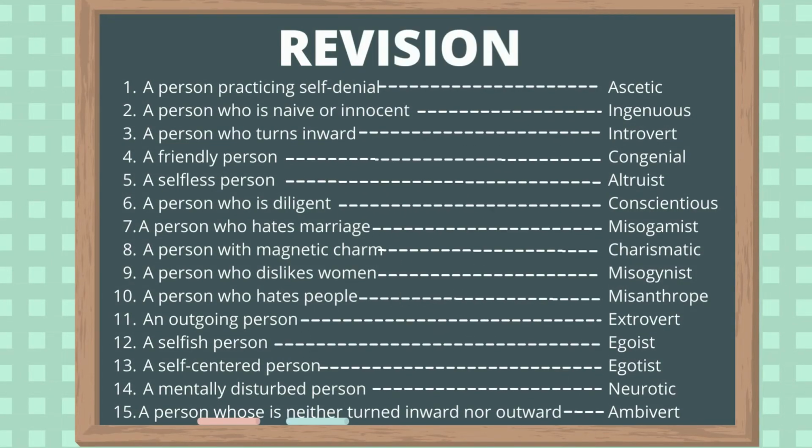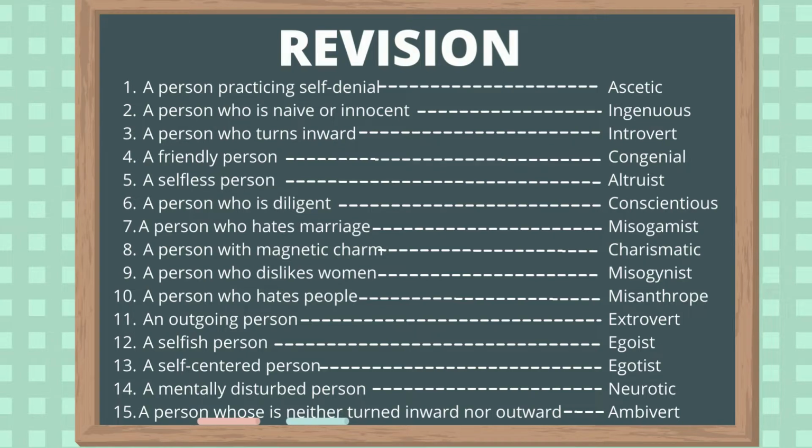So let's revise. A person practicing self-denial is ascetic. A person who is naive or innocent is ingenuous. A person who turns inward is an introvert. A person who is friendly is congenial. A selfless person is altruist.